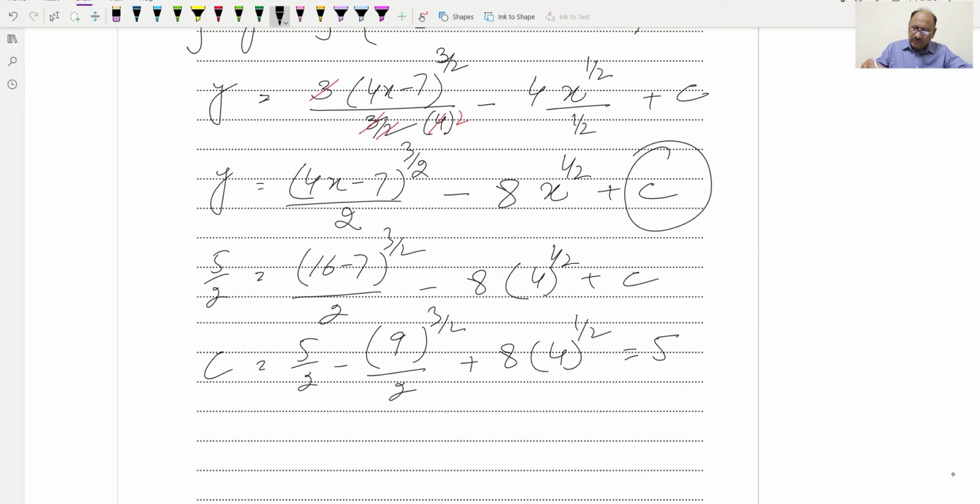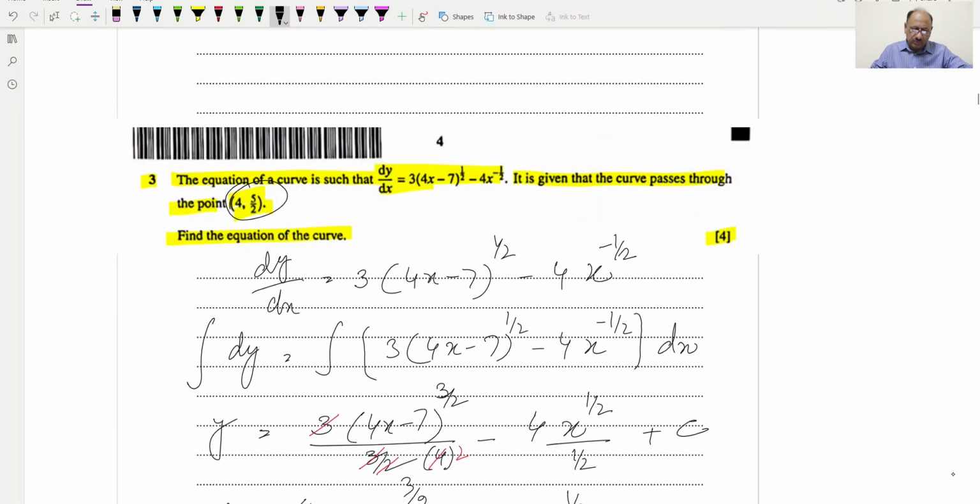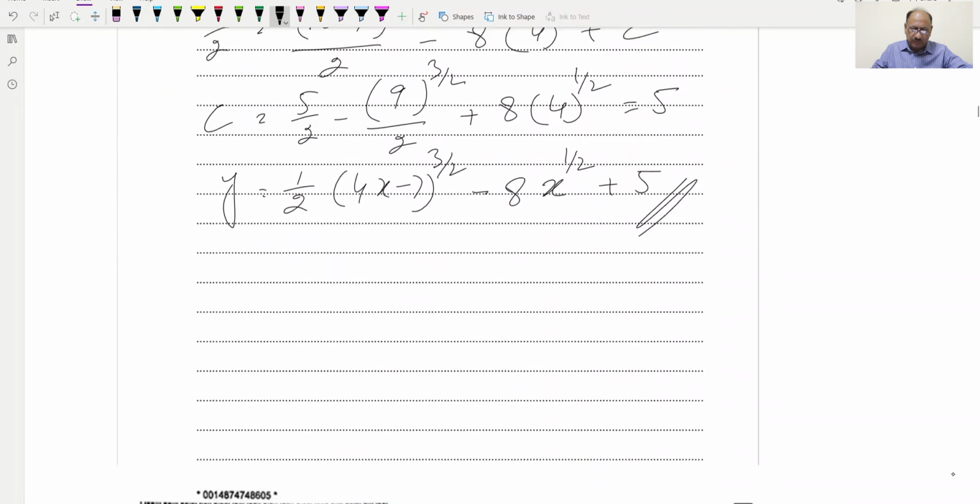We will replace this c value by 5 and our equation will become y is equal to 1 by 2 into (4x minus 7) raised to the power 3 by 2, minus 8x raised to the power 1 by 2, plus 5. This is 1 by 2, properly. And this is the final curve equation which they are asking for. Find the equation of the curve, and this was a 4-marker.